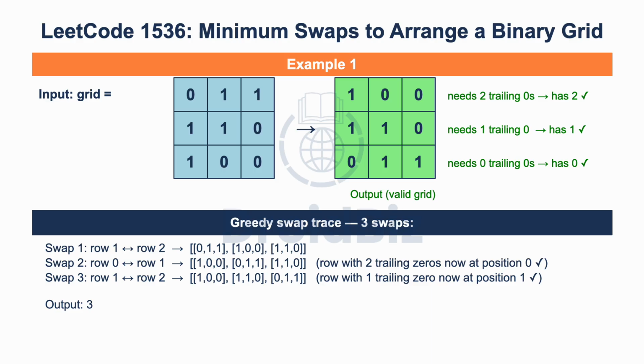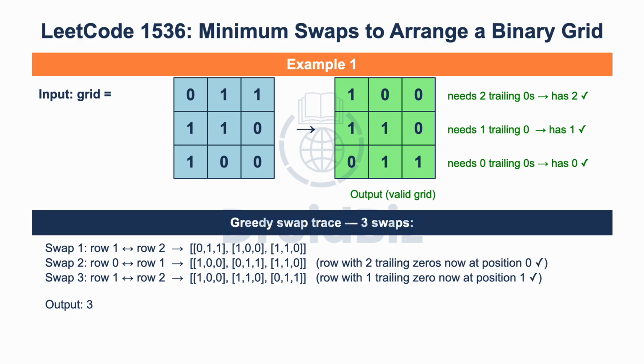We need to rearrange the rows so the grid becomes valid. Remember the rule. Row 0 needs at least 2 trailing zeros. Row 1 needs at least 1 trailing zero. Row 2 needs at least 0 trailing zeros. The valid output is row 0 equals 1, 0, 0, that has 2 trailing zeros. Row 1 equals 1, 1, 0, that has 1 trailing zero. Row 2 equals 0, 1, 1, that has 0 trailing zeros. All conditions are satisfied. So how do we get there?